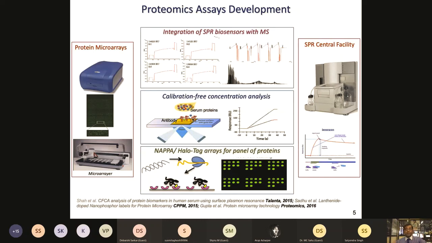This project we did on malaria, where we were looking at one protein, serum amyloid A protein, highly abundant in the patient serum samples. We already had the ELISA measurements, so can we also measure those on SPR with calibration free concentration analysis, CFCA based analysis? Again, you can see that those kinds of graphs are possible to detect using SPR.